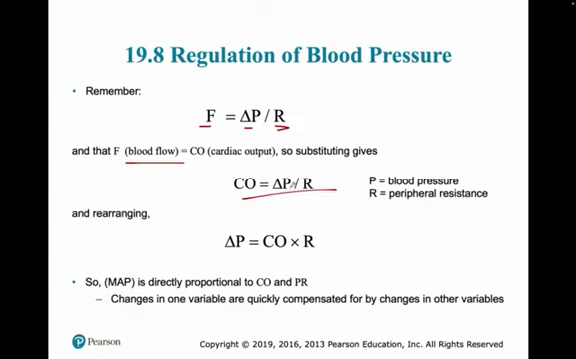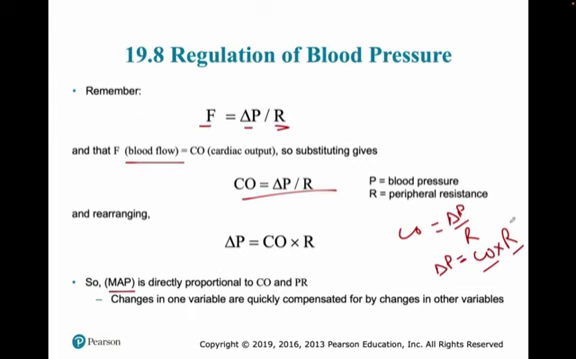If you just rearrange this, CO equals del P, which is the change in pressure, divided by R. So del P will mean CO times R; you simply multiply these two together. So pressure is actually a combined factor of cardiac output and resistance. Therefore, since this is change in pressure, mean arterial pressure is also directly proportional to cardiac output and resistance, right?